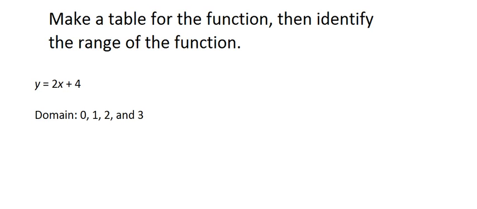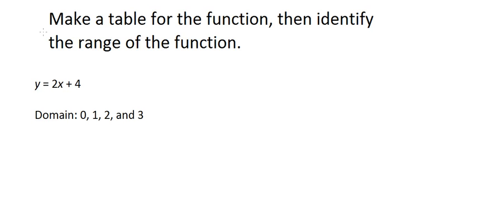When you see these directions, when it tells you to make a table for a function and then identify the range of the function, one of the first things that you should notice is that there are two parts to this question. It isn't just asking you for one thing, it's asking you for two. So when you think you're done, go back and read the directions again and just make sure you've done everything it asks. The other thing you should notice is that it gives you the absolute first direction for what it is you should do.